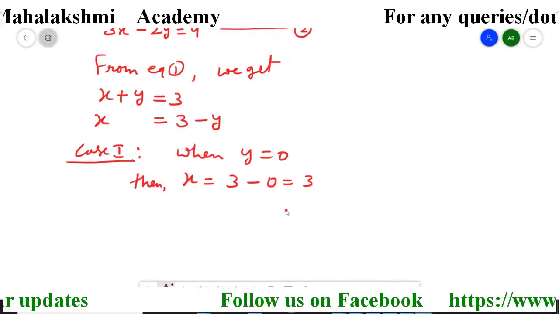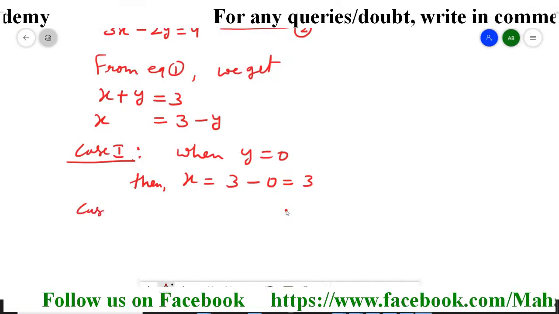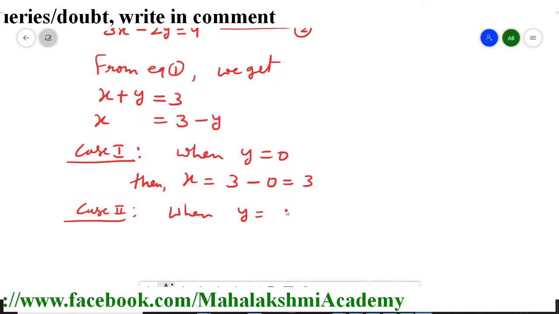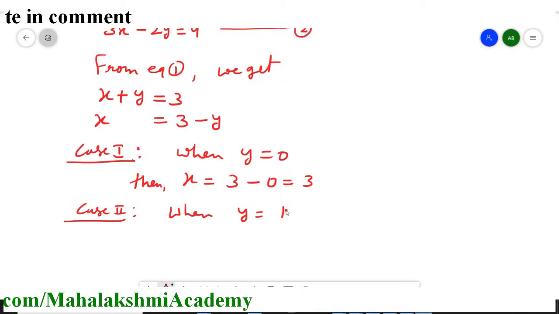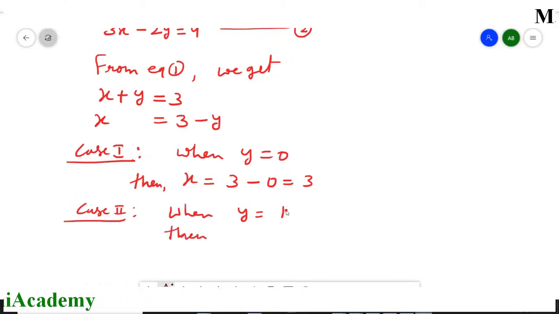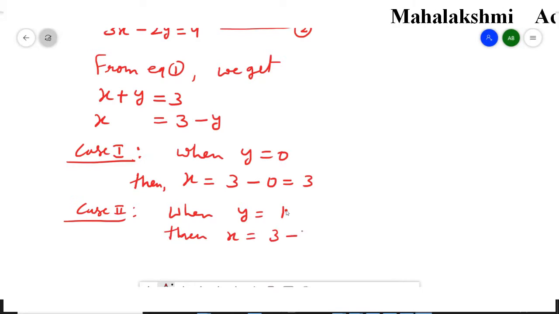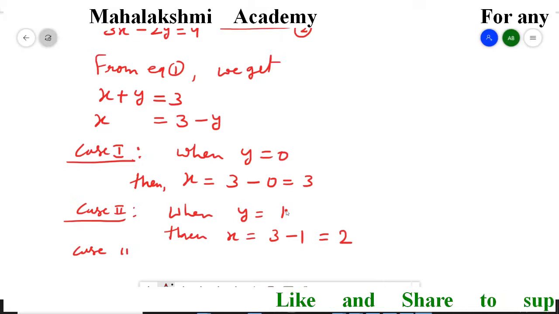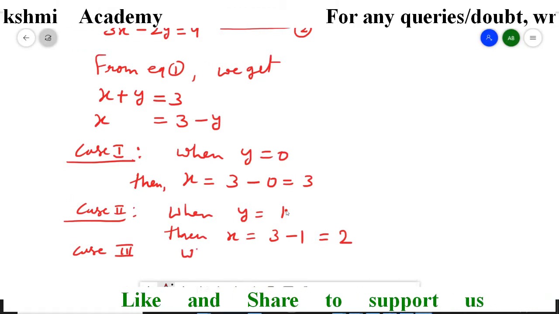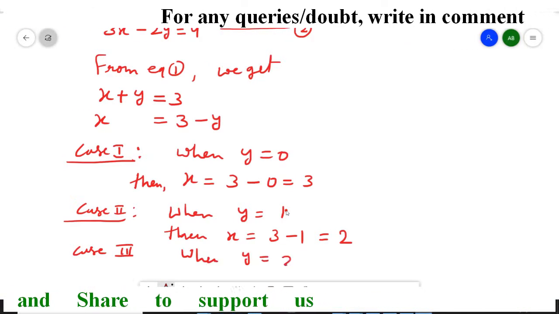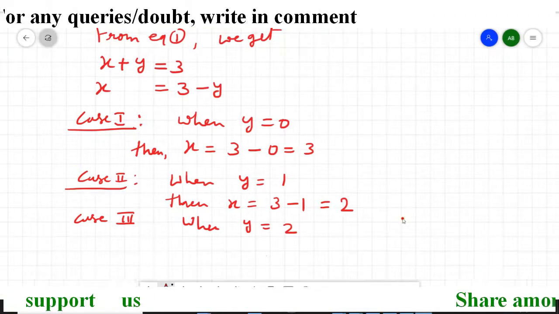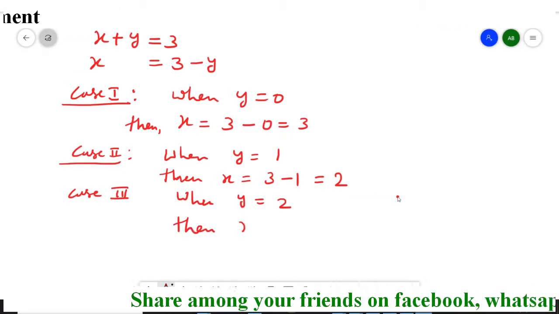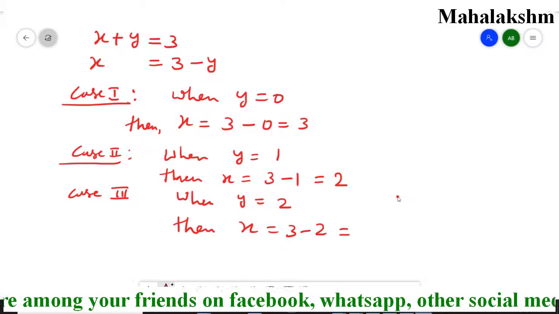Like this we have to get 3 values. So case second, when y is equal to 1, then x is equal to 3 minus 1 is equal to 2. In the same way, one more value we have to assume, third, when y is equal to 2. These assumptions are up to you, whatever you want you can assume. So x is equal to 3 minus 2 is equal to 1.